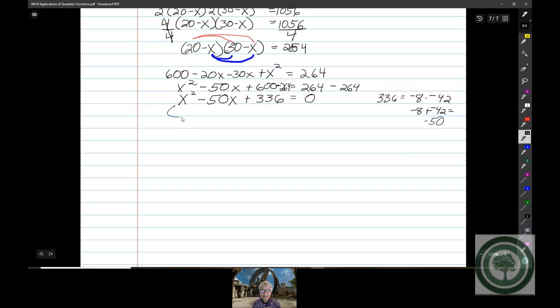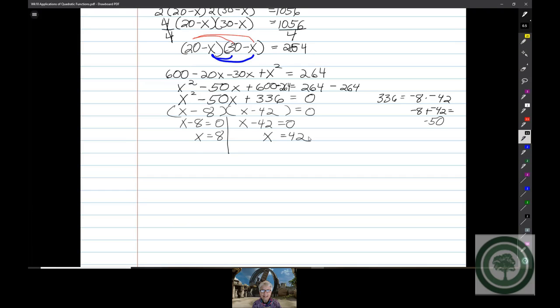All right, so boom, boom, boom, boom equals 0. X minus 8, X minus 42. X minus 8 equals 0. X minus 42 equals 0. Add 8 to both sides. You get X equals 8. Add 42 to both sides. You get X equals 42.